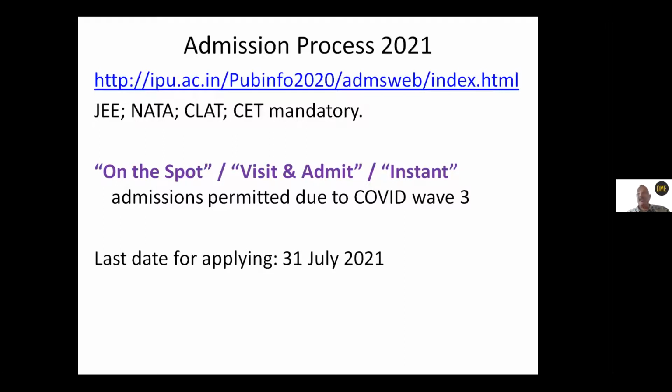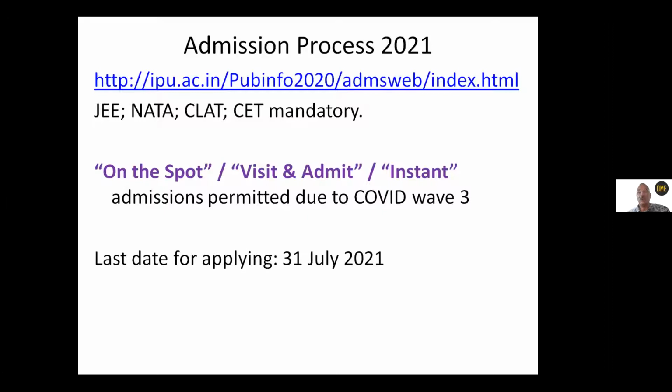Then there are courses like hotel management, BBA, journalism, etc., for which IPU conducts its own exam, and for that exam you can register through this link. The fee is 1200 rupees.